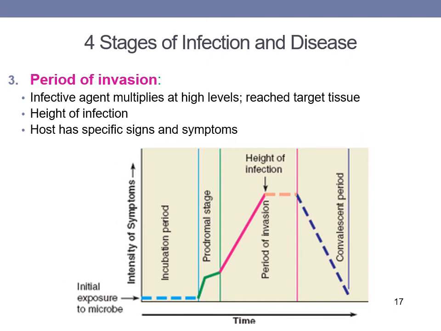The period of invasion is the height of the infection. The pathogen has reached its target tissue and is causing the most damage to the host. The host now has signs and symptoms that are specifically associated with the pathogen, which is multiplying at very high levels within the host tissues.